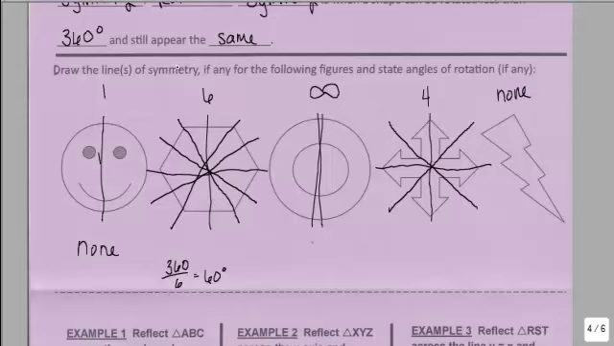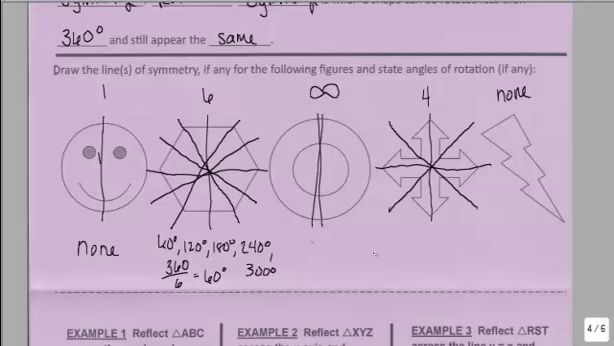So your rotations of symmetry are 60 degrees, 120 degrees, 180 degrees, 240 degrees, and 300 degrees. Those are all the different ways that you can turn this and still get the exact same image back. So if I turn it 60 degrees, it'll be the same. 120 degrees, it'll be the same, and so on.